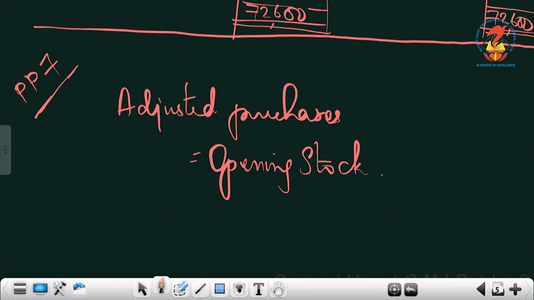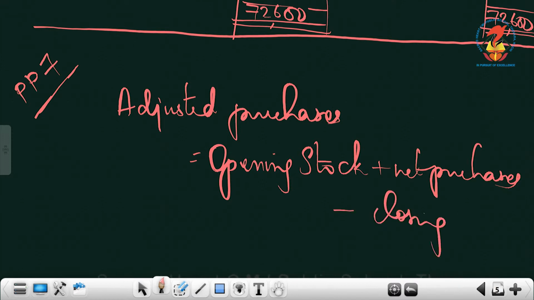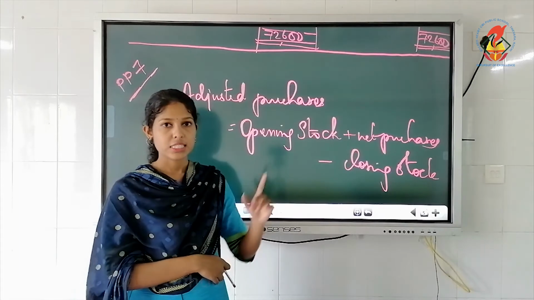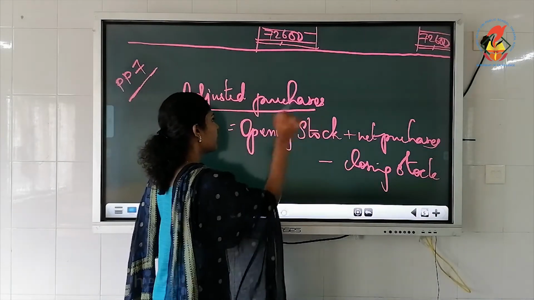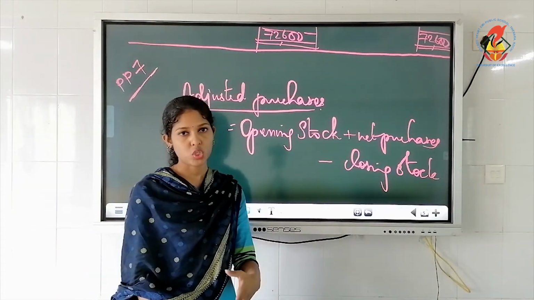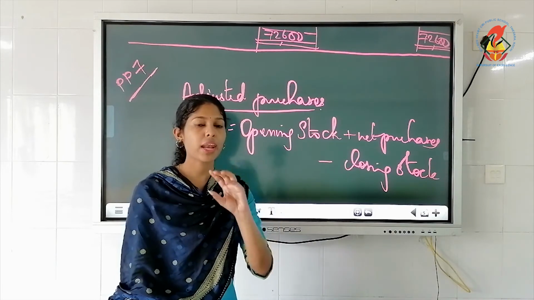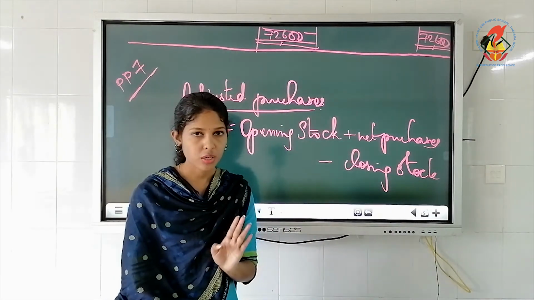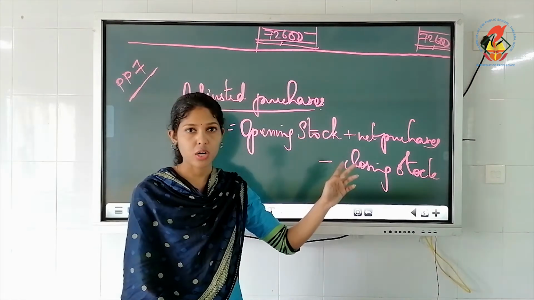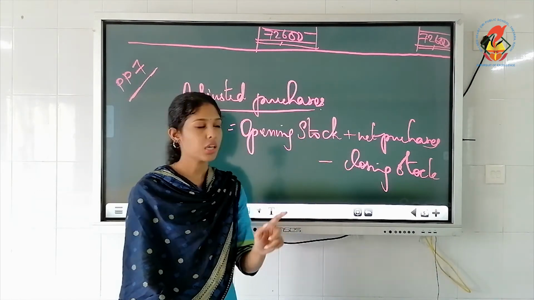Opening stock plus net purchases minus closing stock. So this is almost similar to cost of goods sold, but we are not taking direct expenses here because we are just learning what is adjusted purchases. With purchases we are adjusting two items. One is opening stock, the other is closing stock. Don't write opening capital and all. This is opening stock. Okay.